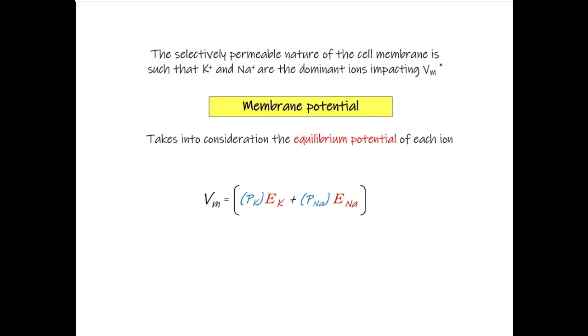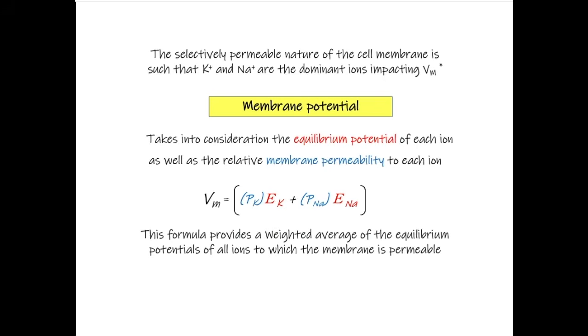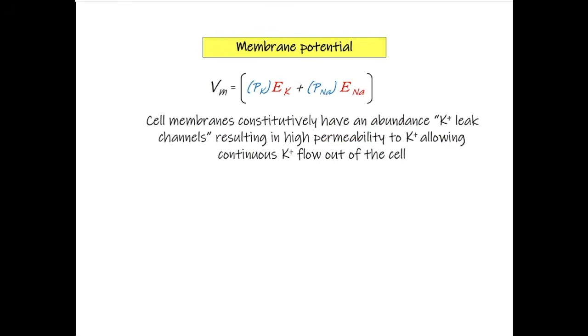The GHK equation takes into consideration the equilibrium potential of each ion, as well as the relative membrane permeability to each ion. This formula essentially provides a weighted average of the equilibrium potential of all the ions to which the membrane is permeable. Once again, we are focusing primarily on the effects of sodium and potassium as the dominant ions. Recall that cell membranes constitutively have an abundance of potassium leak channels. As a result, our cell membranes have a very high permeability to potassium, allowing potassium to flow out of the cell.